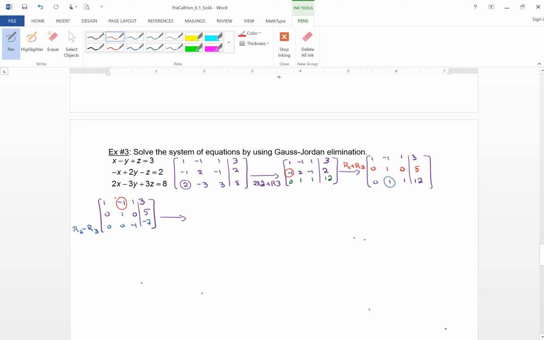Can't we just do R1 plus R2 and just get 0 out the bottom? Or can you do R1 minus R2 plus R3? So hang on.